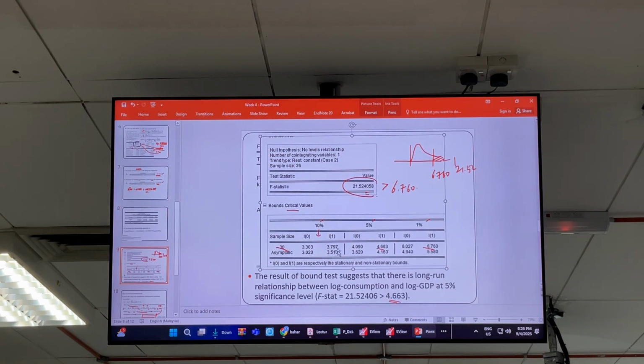Where is within the bounds? If, unfortunately, your test statistic is between the lower and upper bounds, you cannot make any conclusion. But you will find that in published papers, normally they find either no cointegration or cointegration. Unlikely you will find one in between. Maybe empirically you will, but all the published ones are either below or above.